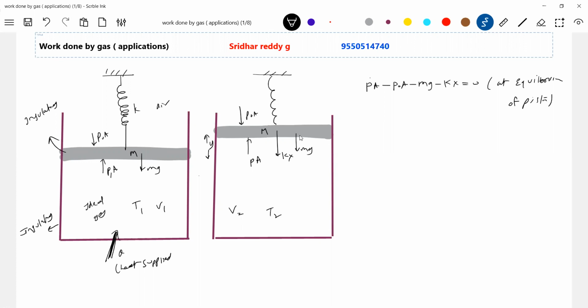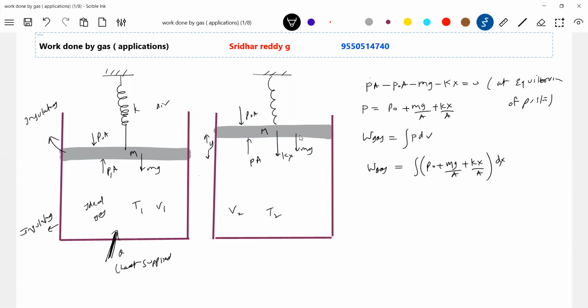What is the work done by the gas? This is what I'm interested in. Work done by gas in any process is the integral of P dV. That's all. And what is the expression for P here? P naught plus mg by A plus kx by A, into dx.